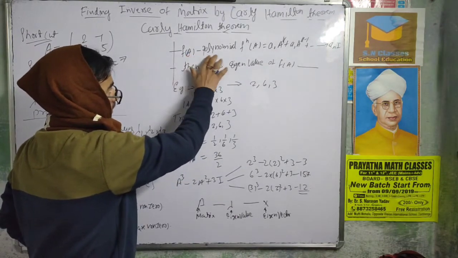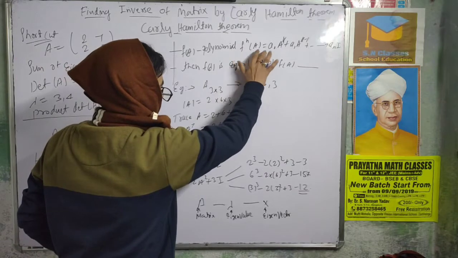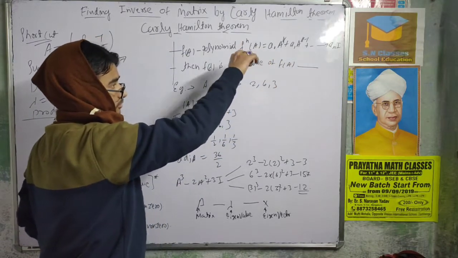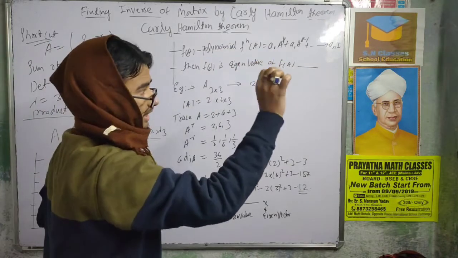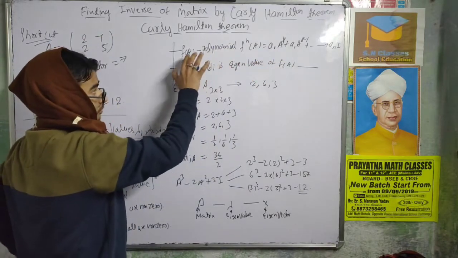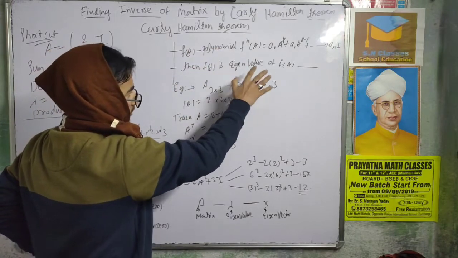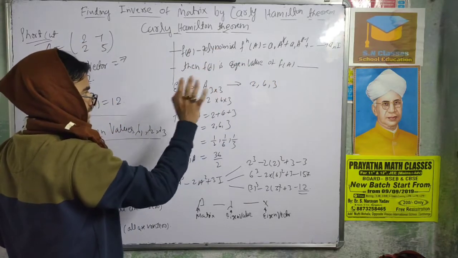A polynomial function of A, f(A) equals a naught A to the power k plus a1 A to the power k minus 1, and so on, plus a_n I. That is a polynomial function in terms of A. Then f of lambda is an eigenvalue of f of A.